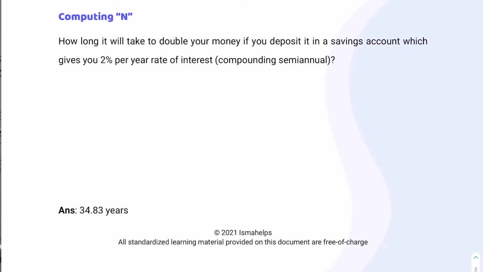So right now, we're going to see how we could use our calculator by identifying key elements and just using logic and intuition to find an answer in literally 2 seconds. So we have this question in which we're prompted to find n. How long will it take to double your money if you deposit in a savings account which gives you 2% per year of interest, compounding semi-annual?